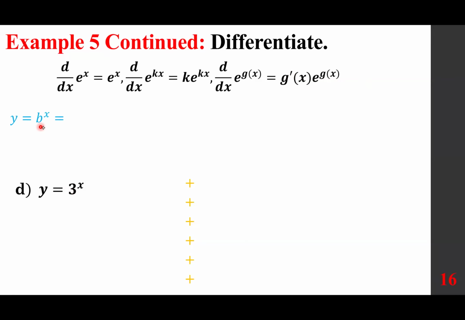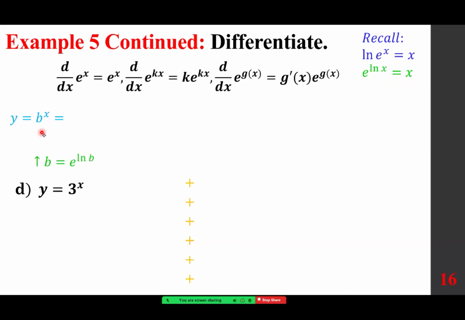So to do so, let's say y is b to the power of x, where b is a number other than e. So I'm going to remind you of what we learned in algebra. ln of e to the power of x is x, e to the power of ln x is x, which basically says exponential functions and logarithmic functions undo each other because they are inverse functions. So I'm going to use this. If x is e to the power of ln x, then b must be e to the power of ln b. So take a look at this one. b must be e to the power of ln b.